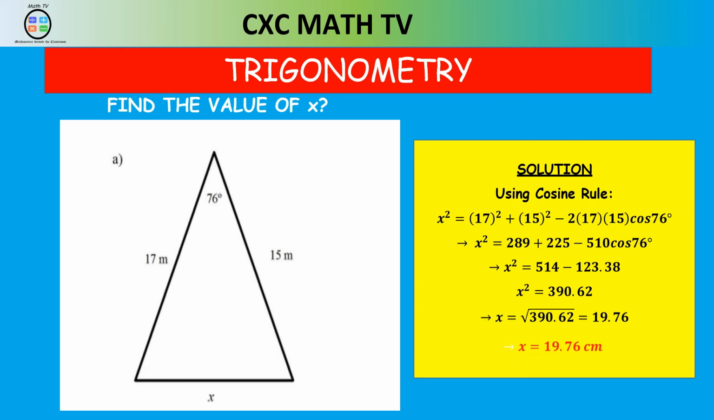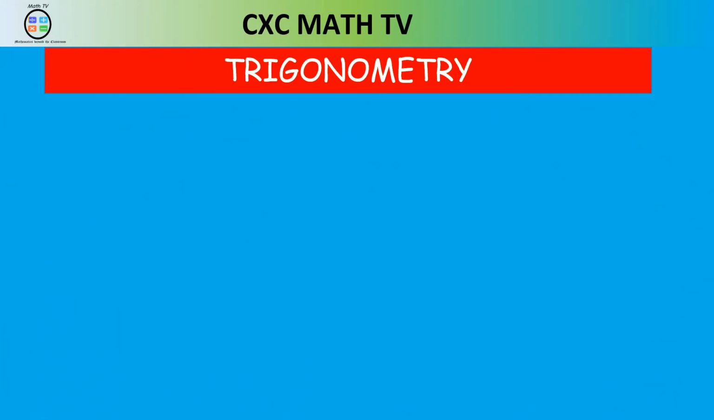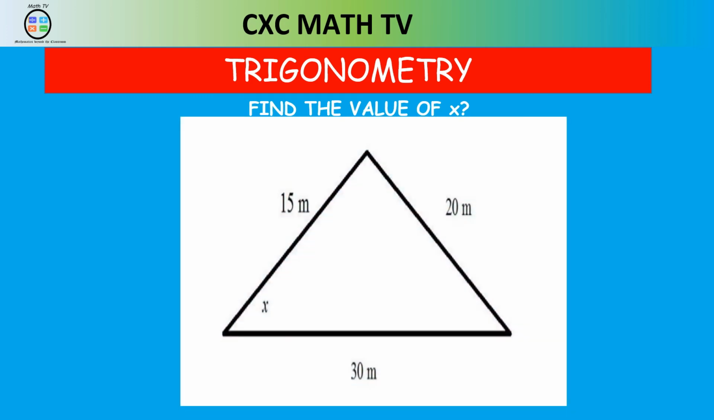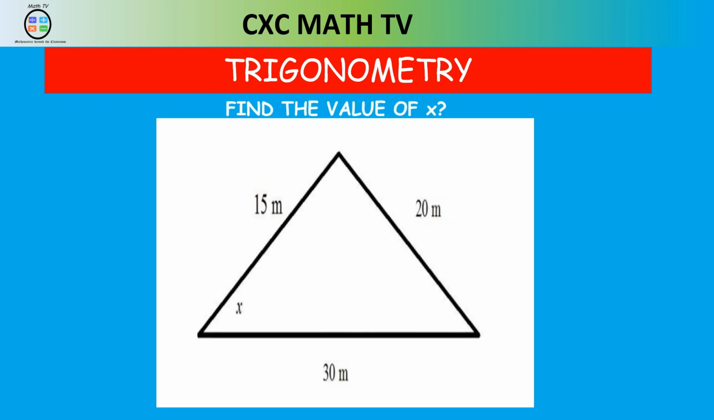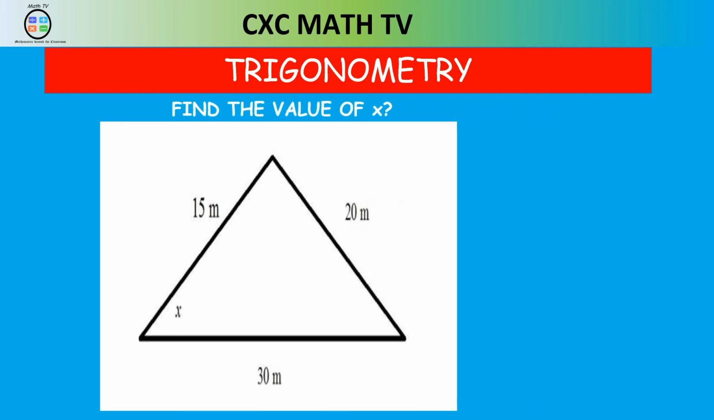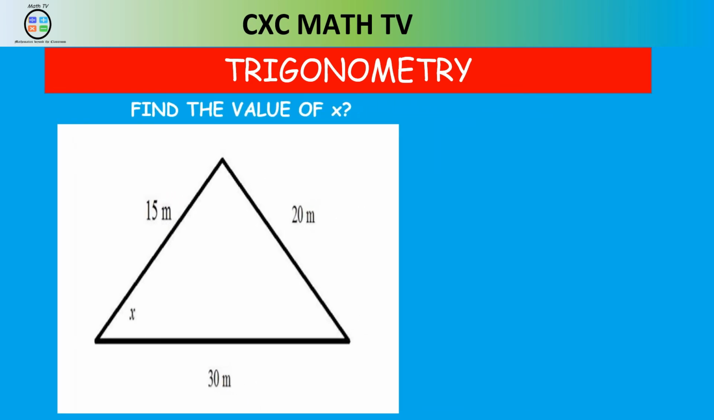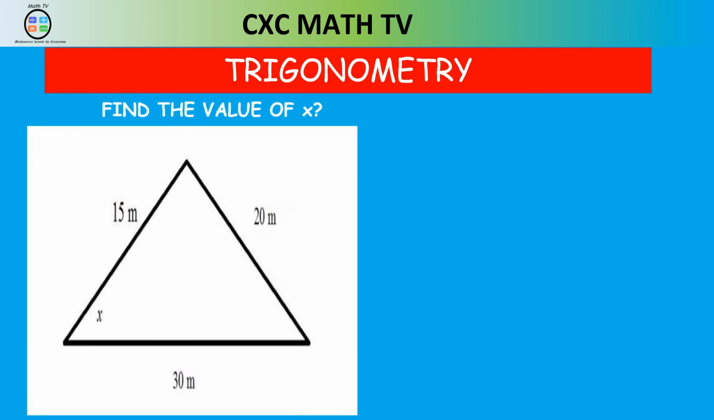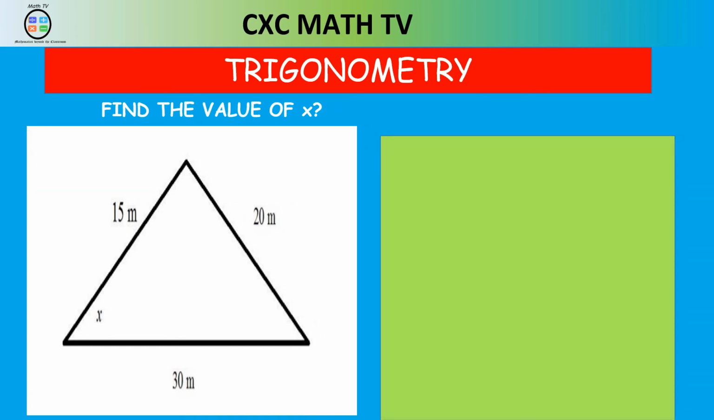Now let's look at another question right here. It says find the value of x. And we see that this is a triangle with sides 15, 20, and 30 centimeters. Now, using the cosine rule, the side opposite from the angle, so that's going to be 20 squared, is equal to the first side squared, that's 15 squared, plus the second side squared, that's 30 squared, minus 2 times the product of those two sides, 15 times 30, multiplied by the cos of the angle in between them. The angle in between them is x. So that's the cos of x.